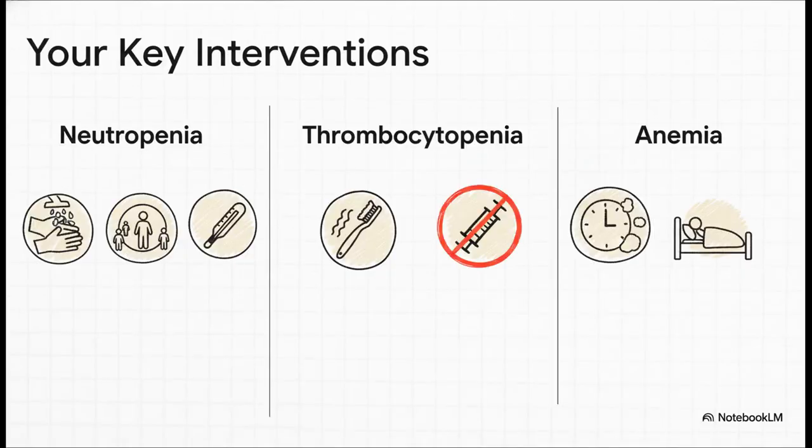And this slide basically lays out your action plan. It's what you do about those risks. For neutropenia, you're on infection watch. For thrombocytopenia, you are on bleed watch. And for anemia, your main goal is energy conservation. These are your core responsibilities, day in and day out.